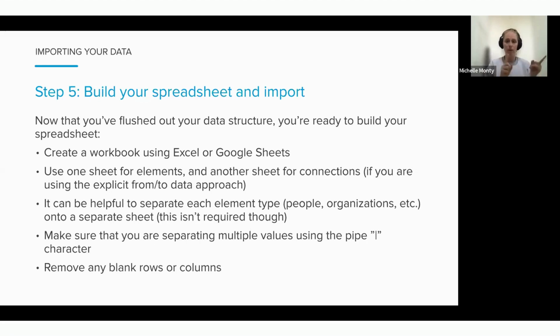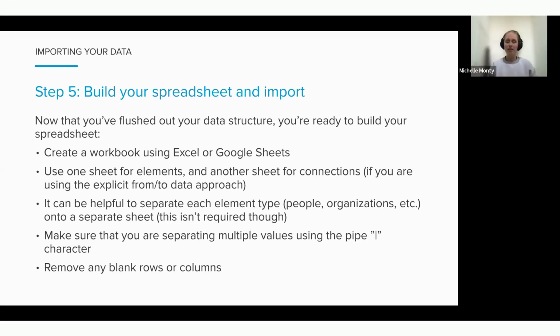If you're using that from and to data approach, you can have an element sheet without a connection sheet, and you can also have a connection sheet without an element sheet. Kumu will simply create an element for each from and each to. If it doesn't exist yet, Kumu will create it.